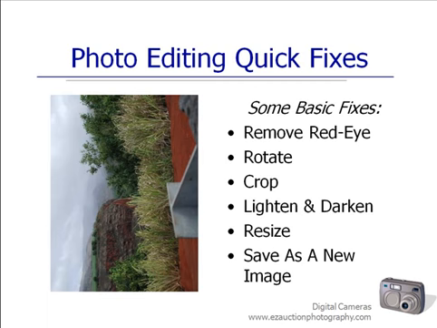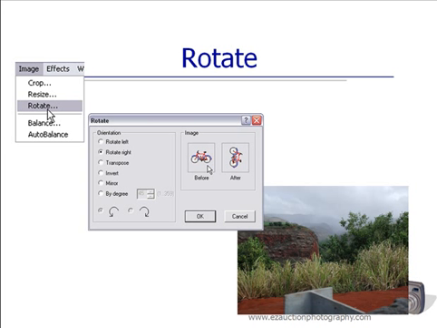Removing red eye, rotating, darkening and lightening. With XP, there is a small photo editor that comes with it. So if you double click from inside of your pictures area, you get this editor that pops up. And if your picture is vertical instead of horizontal, and you want it to be horizontal, you would go up to Image, Rotate, and then decide which way you want to rotate it.